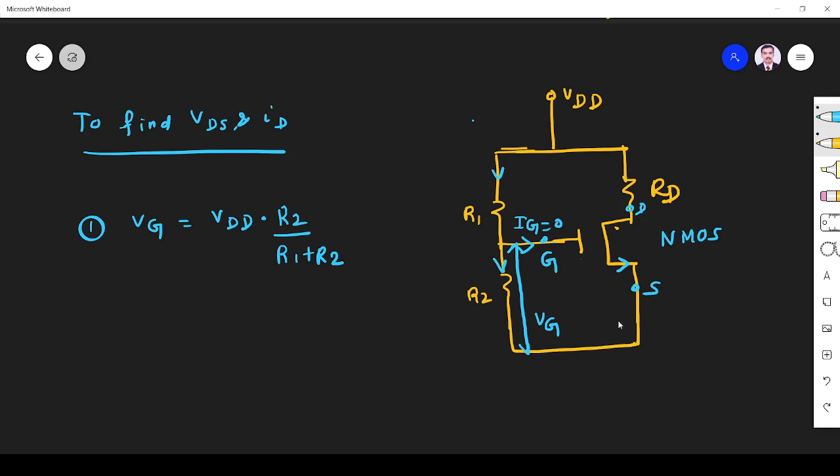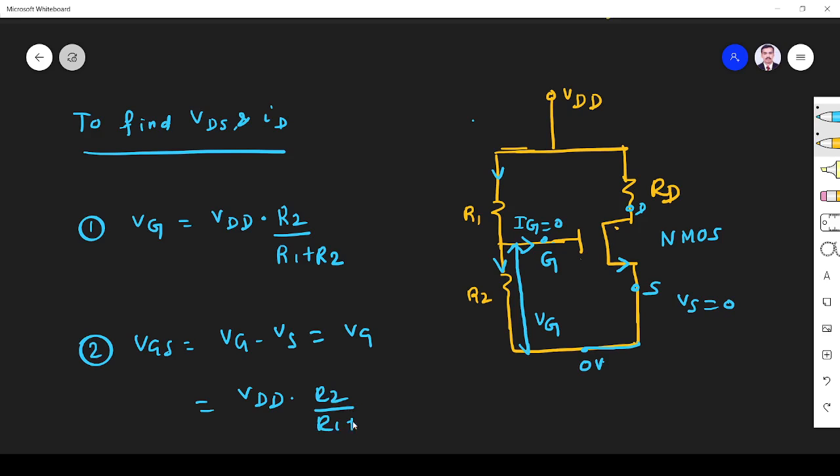Next, what is VS? This is voltage 0, ground potential. This potential and this potential are at the same point, so both have the same potential. So VS is equal to 0. So what I find next is VGS. Why I find VGS, you will understand. VGS is nothing but VG minus VS. VS is 0, so VGS equals VG, that is equal to VDD into R2 divided by R1 plus R2.